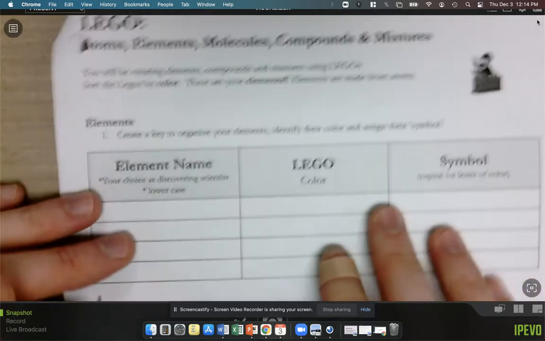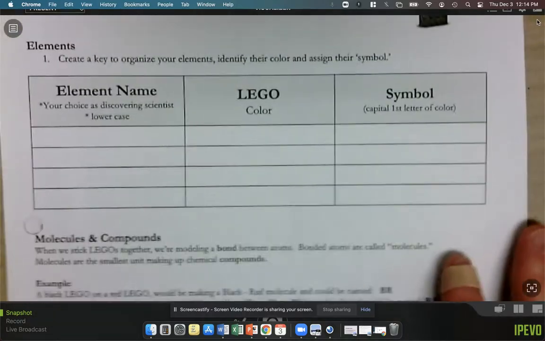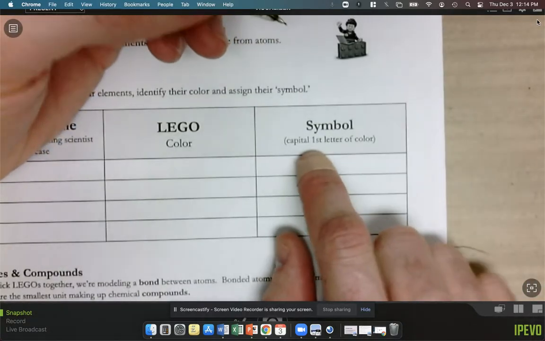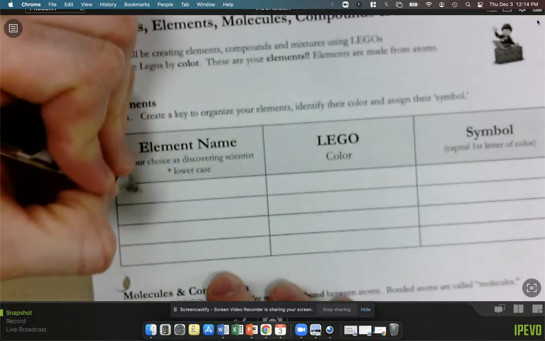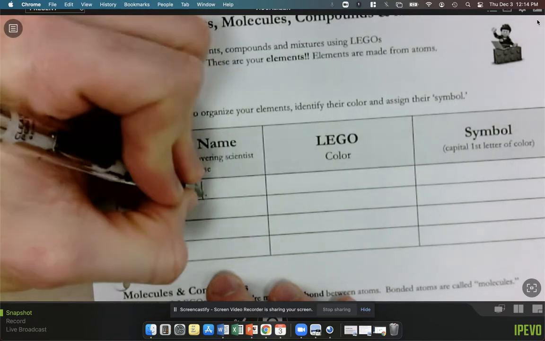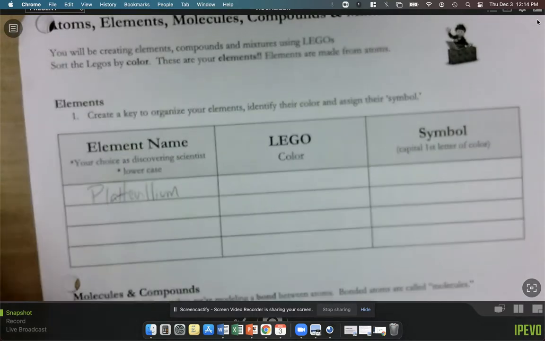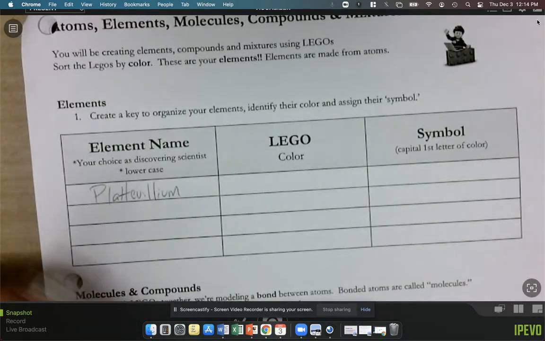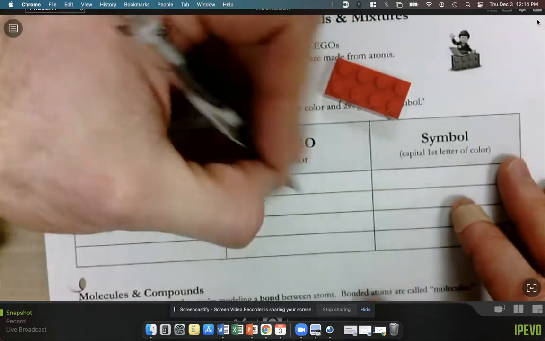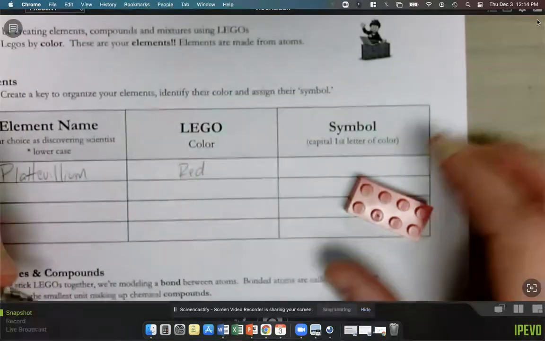You can pick the color and the symbol. Again, the symbols should be, if you happen to pick, it doesn't matter. So let's say if I did like Platyvillium. Platyvillium, color, well, it's got to be like red. I don't have cardinal red. That's technically one of our school colors. Lego color, red. And you pick the symbol.